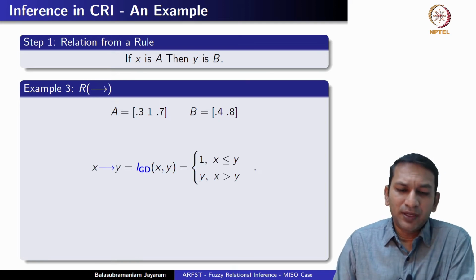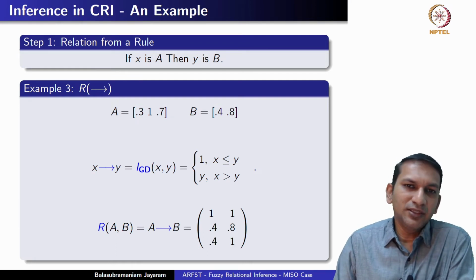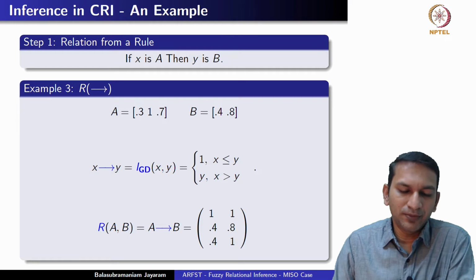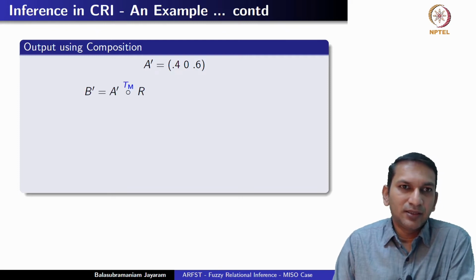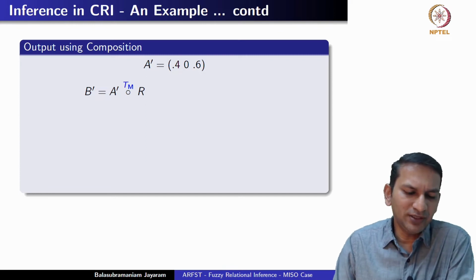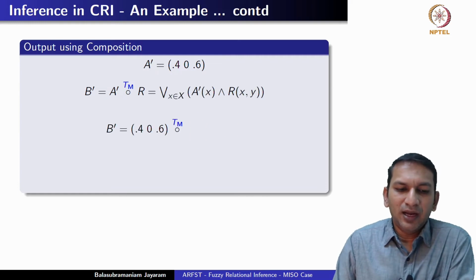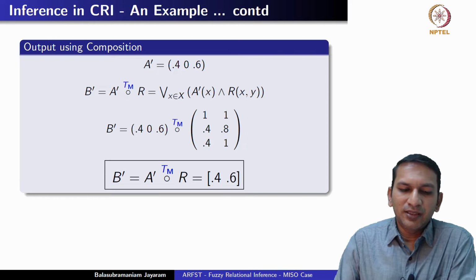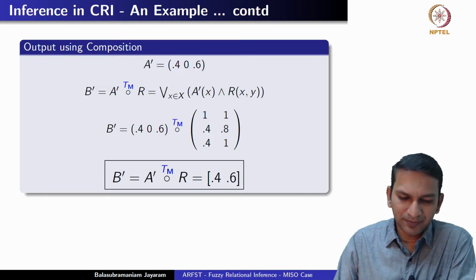We are using the Gödel implication, and we have seen that this is the relation that we will extract out of this rule. Now, given the input A dash as follows, as 0.4 and 0.6, we apply the SUP-T composition, because we are in the regime of CRI, composition rule of inference. SUP-T composition with the minimum T-norm, and we saw that we obtained the output to be 0.4, 0.6. So this is the output fuzzy set.